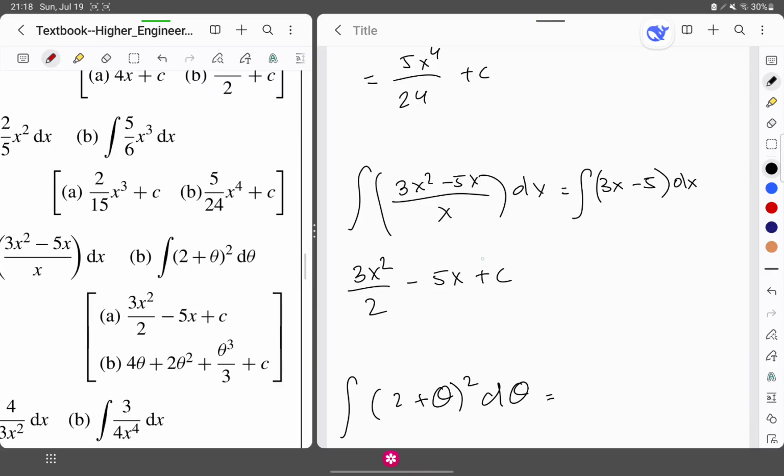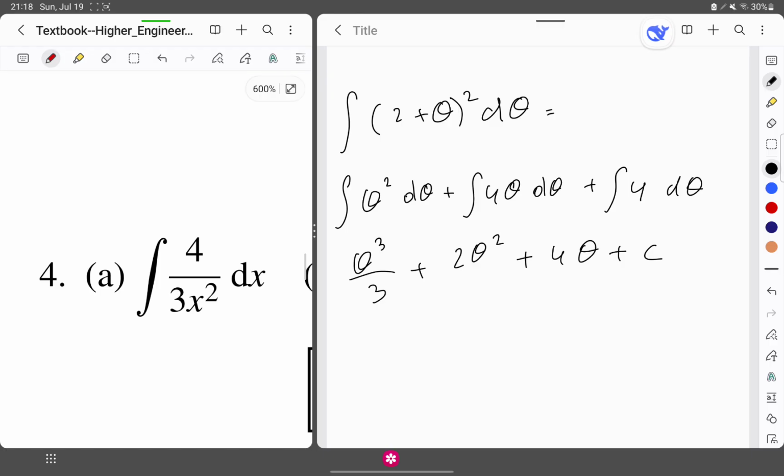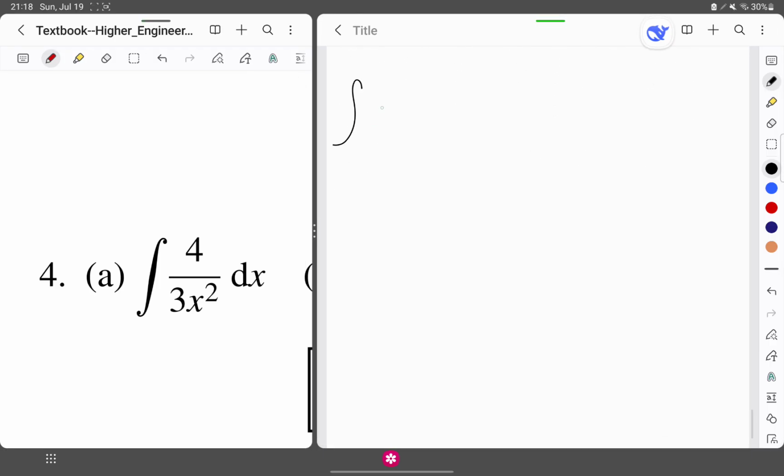3 over 3x squared minus 5x plus c, 4 theta, this one, and this one. That's true. Good job. So I got it. 4 over 3x squared dx will be 4 over 3 times the integral of x to the power of negative 2 dx. It will be 4 over 3 times x to the power of negative 1 over negative 1. It will be negative 4 over 3x plus c.